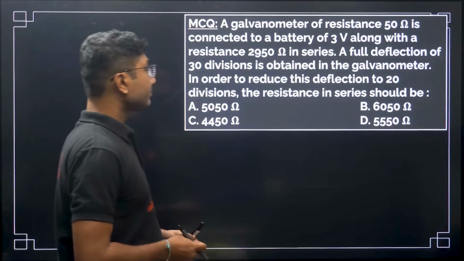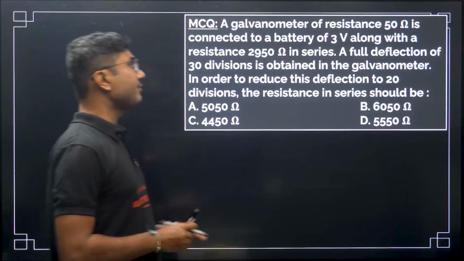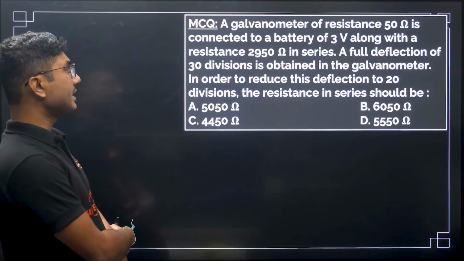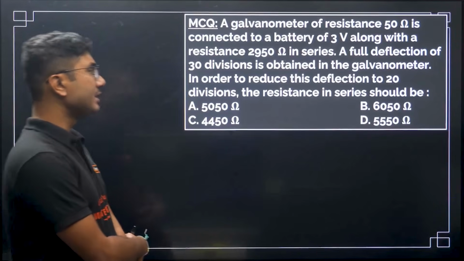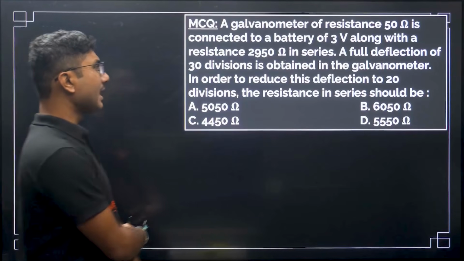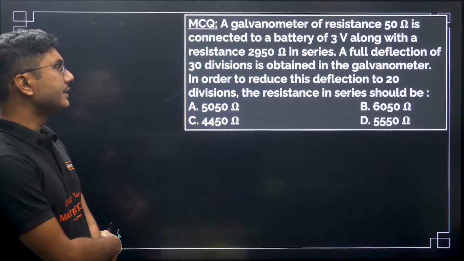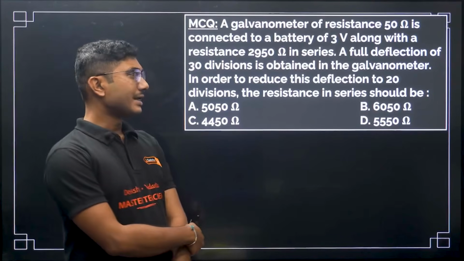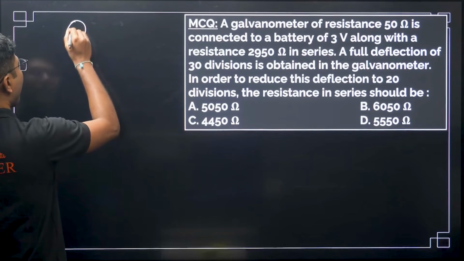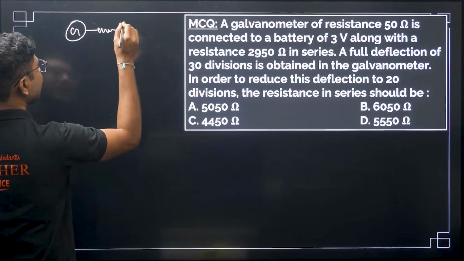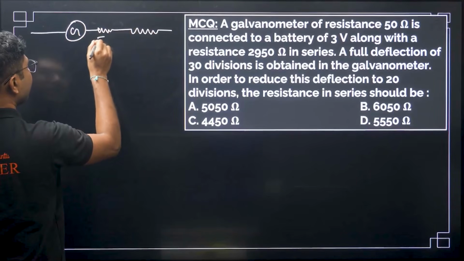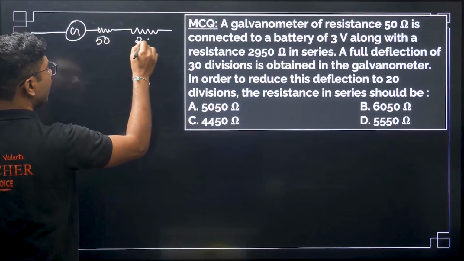A galvanometer of resistance 50 ohm is connected to a battery of 3 volt along with a resistance of 2950 ohm in series. A full scale deflection of 30 division is obtained in the galvanometer. In order to reduce this deflection to 20 divisions, the resistance in series should be. Let's see. So here we have a galvanometer, some resistance and some external resistance. Internal resistance of the galvanometer is 50, the external resistance is 2950.